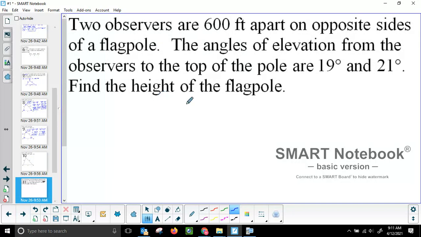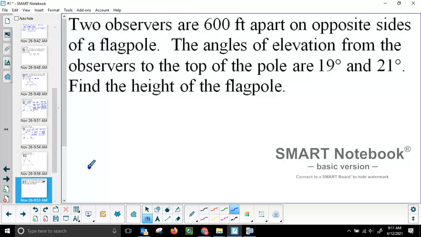Two observers are 600 feet apart on opposite sides of a flagpole. The angles of elevation from the observers to the top of the pole are 19 degrees and 21 degrees. Find the height of the flagpole. Okay, so you will have a problem almost exactly like this on the test. It may not be a flagpole. I think it might be an airplane in the sky or something like that, but it's the exact same concept.